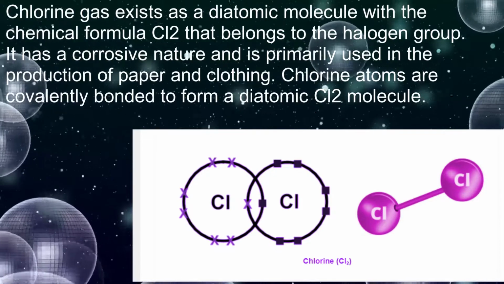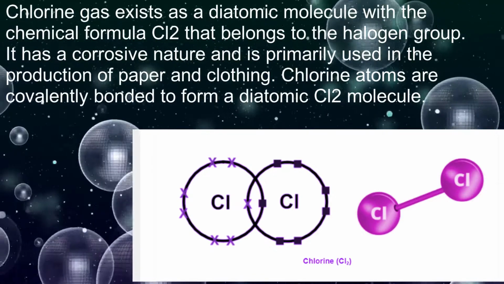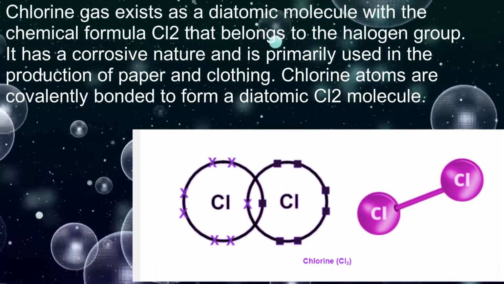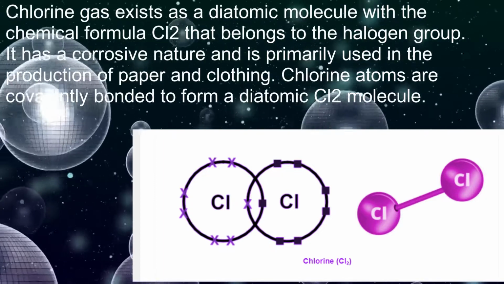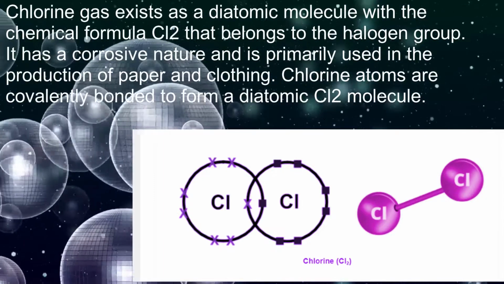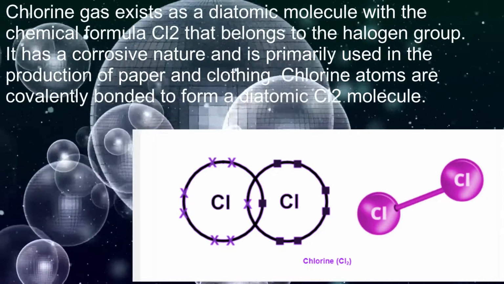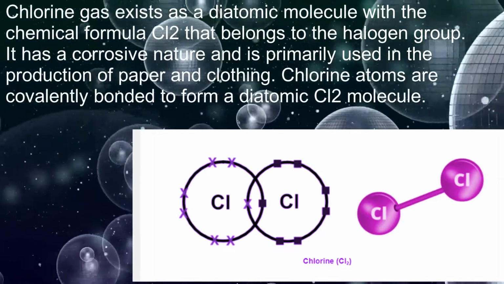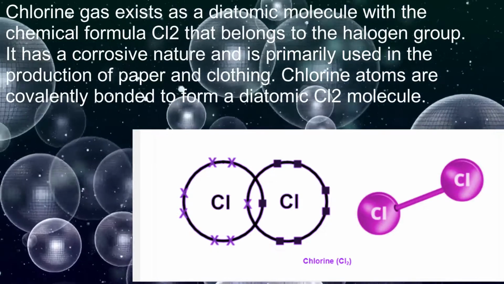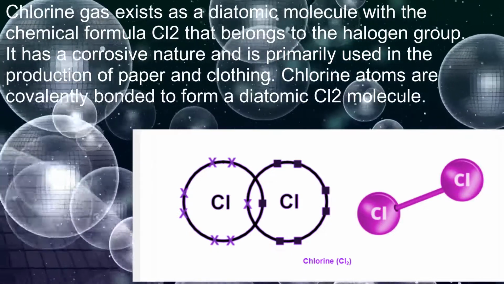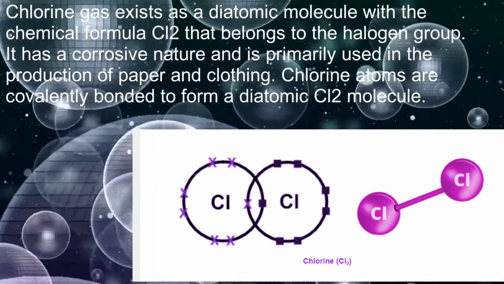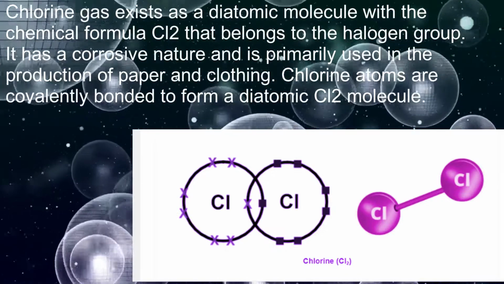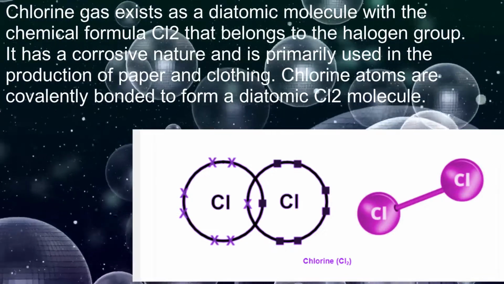Chlorine gas exists as a diatomic molecule with the chemical formula Cl2 that belongs to the halogen group. It has a corrosive nature and is primarily used in the production of paper and clothing. Chlorine atoms are covalently bonded to form a diatomic Cl2 molecule. Cl2 Lewis structure consists of two chlorine atoms linked by a single bond with three lone pairs on each chlorine.